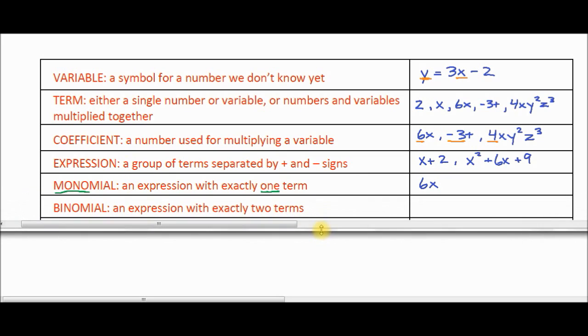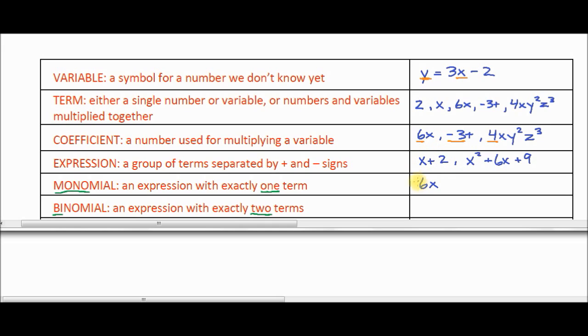Next one, binomial. Now we have the word bi. Bi means two. Easiest thing to remember on that is bicycle. A bicycle has two wheels. So binomial, an expression with exactly two terms. So now we have to write things with two terms. We'll take a look above. x plus 2, that's a binomial.